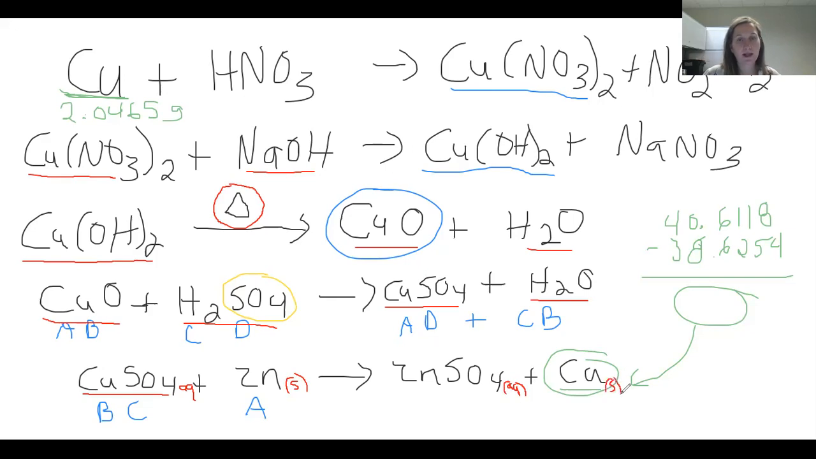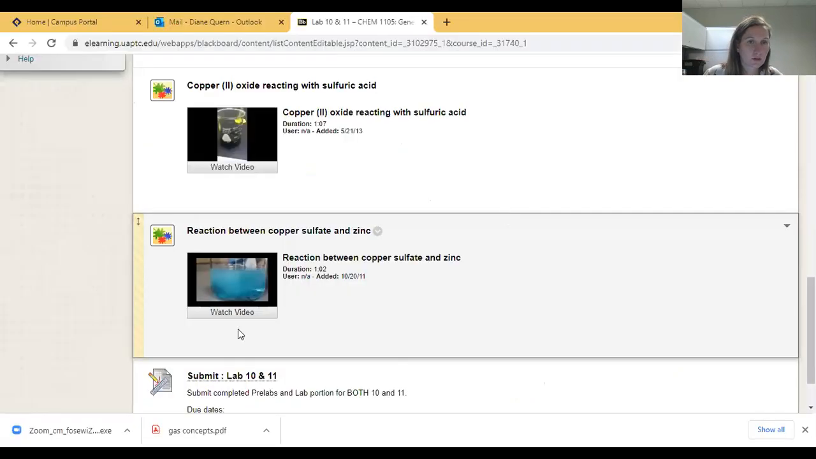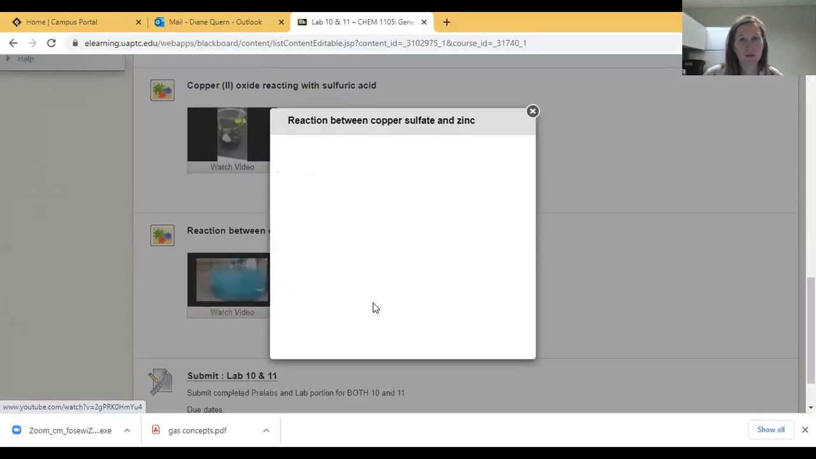So what we're looking for here is when we start the reaction, we have solid zinc. When we end the reaction, we have solid copper. So pay attention to the appearance of the solid that's at the bottom of the flask, because it's going to change from zinc to copper. So we should see a color change from a grayish black to more of a copper color, like we would expect copper to be. So let's go ahead and watch this video.